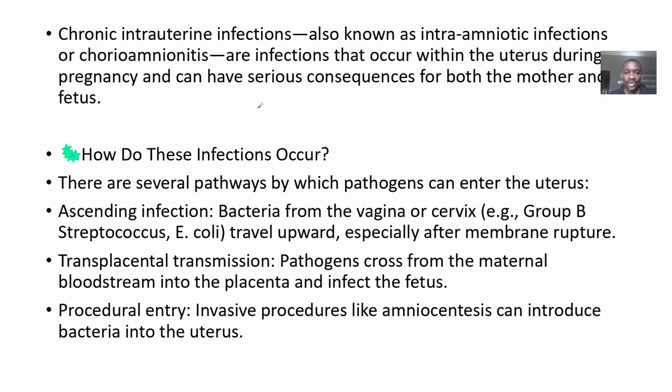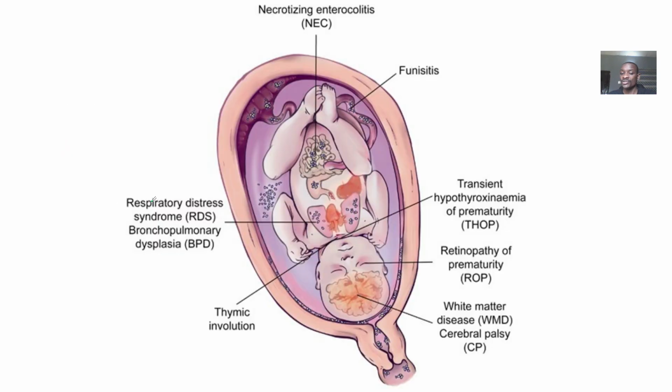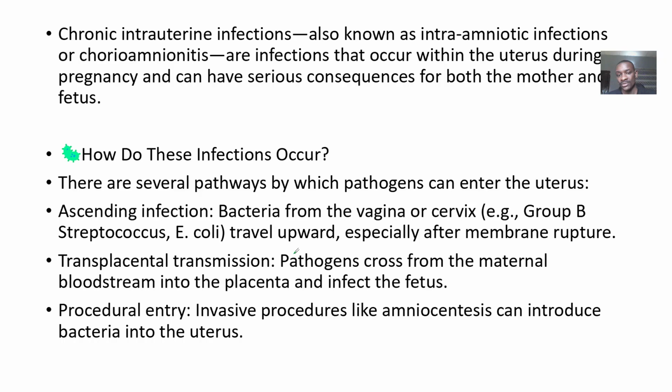All right, so how do they actually occur? So there are several pathways. Ascending bacterial infection. So ascending bacterial infection just simply means there was an infection right here in the vagina, and it was now going up right into meet the baby. So there are some bacteria there in the vagina. Normally they stay there. Do you understand? But sometimes if the person's immune system is not strong enough, they can go in and cause issues.